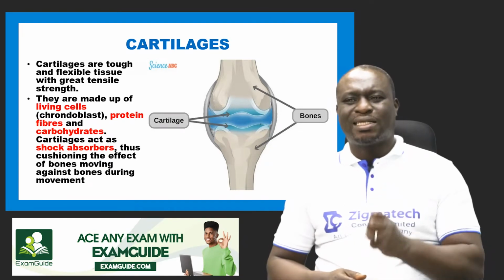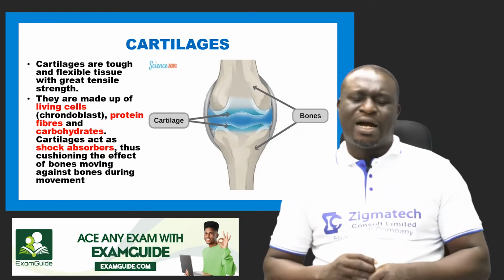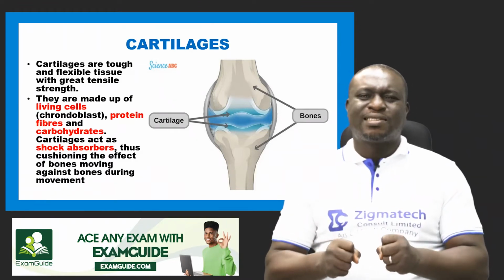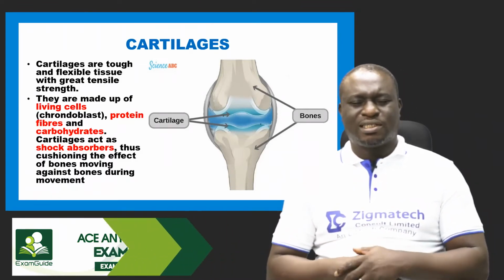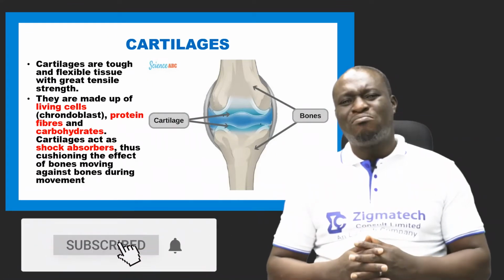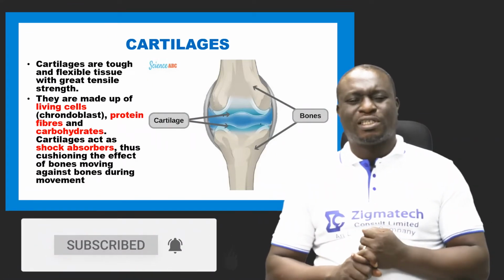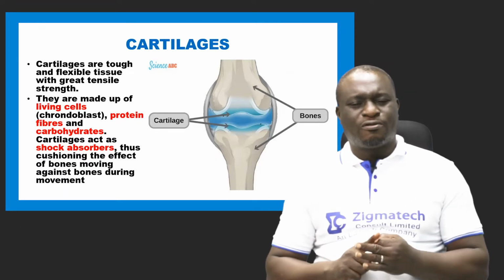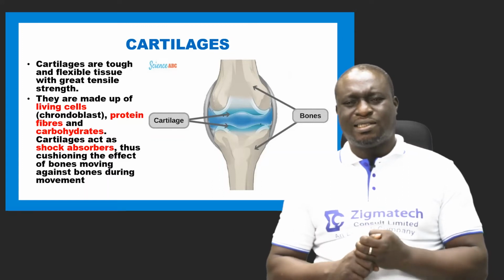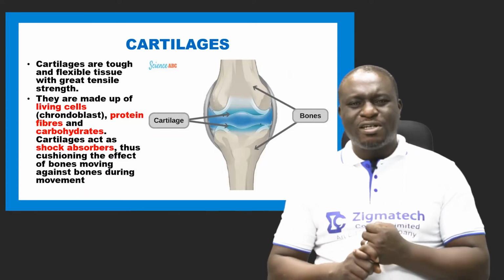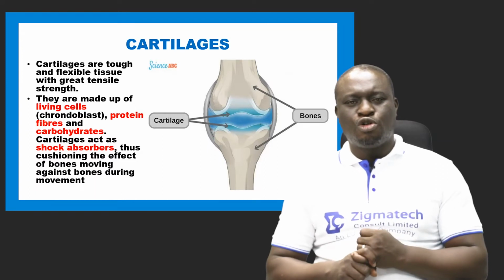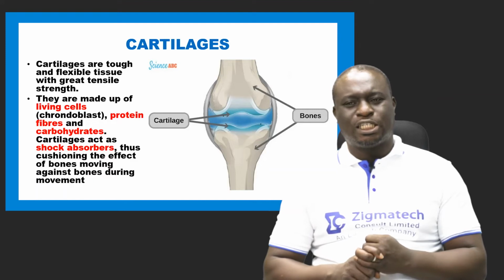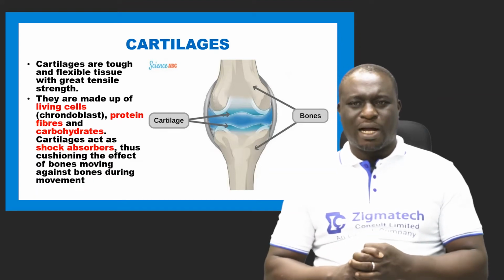Then we also have cartilage. Now, cartilages are tough and flexible tissues with great tensile strength. Now, cartilages are made up of living cells, protein fibers, and carbohydrates. I repeat, cartilages are made up of living cells called chondroblasts. They are made up of protein fibers, which are known as collagen, and they are made up of carbohydrates.